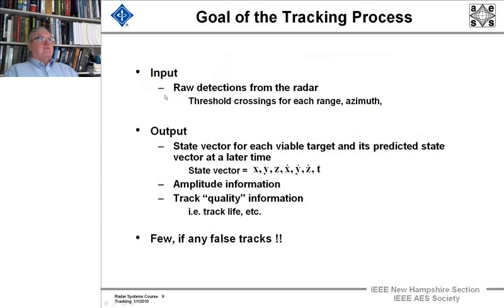So the goal of the tracking process is to take these raw detections from the radar and output a state vector, certainly amplitude information, and obviously from the track we can get certain track quality information, like track life. Has this been in track for a significant number of scans? Has the amplitude that we'd expect a target to have? Does it occupy just one range azimuth Doppler cell, or a number of them that would be more likely if it's a relatively short range and you're looking for aircraft and it's not a low observable aircraft?